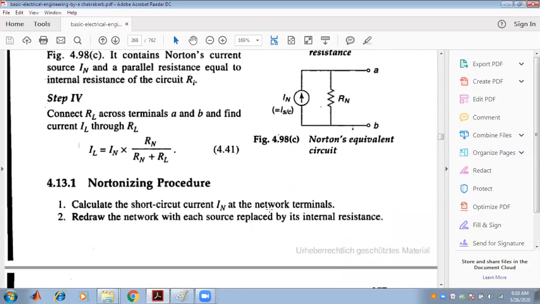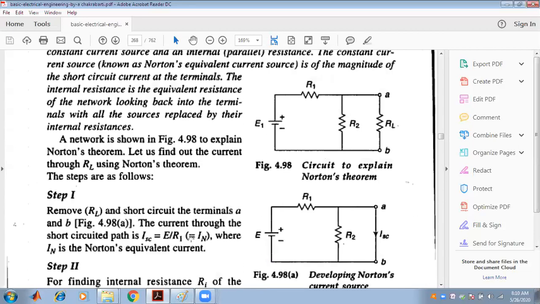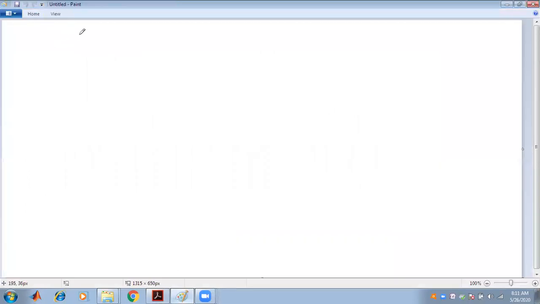So the procedure is: calculate the short circuit current IN at the network terminals; redraw the network with each source replaced by its internal resistance; calculate the resistance Rn of the redrawn network as seen from the output terminals; and draw the Norton's equivalent circuit. So we can see Norton's theorem with the help of an example. So let's start.